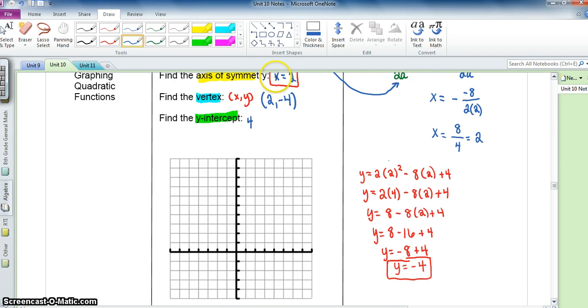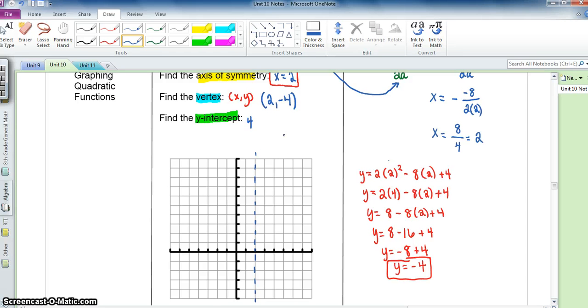I have an axis of symmetry of x is equal to 2. So I'm going to start by drawing that line, x is equal to 2. This is my x-axis. x is 1, x is 2. It's that point right there. I'm going to draw a dotted line that's vertical, goes through the point x equals 2.